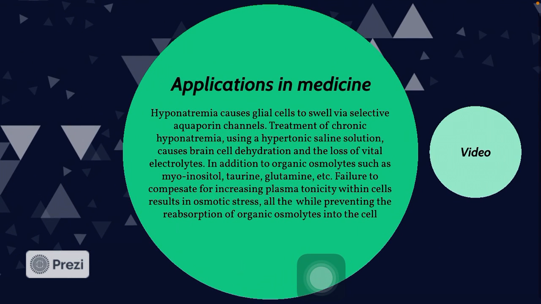Applications in medicine. Hyponatremia causes glial cells to swell via selective aquaporin channels. Treatment of chronic hyponatremia using hypertonic saline solutions causes brain cell dehydration and the loss of vital electrolytes, in addition to organic osmolytes such as myoinositol, taurine, glutamine, etc. Failure to compensate for increasing plasma tonicity within cells results in osmotic stress, which prevents the reabsorption of organic osmolytes into the cell.